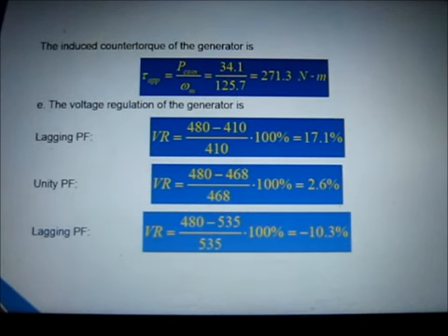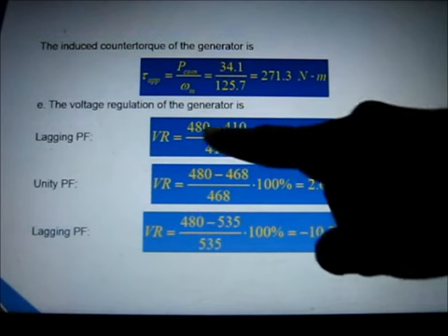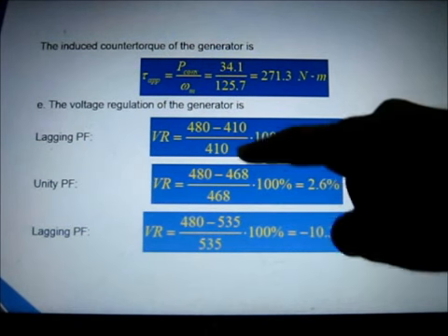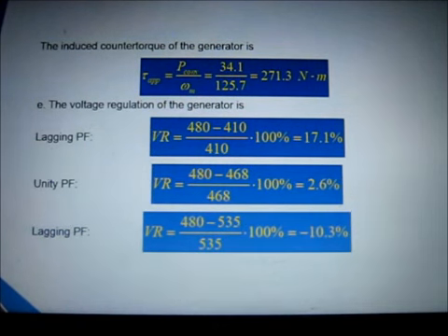Now the counter torque of the generator is P conversion divided by omega m, that is 271.3. Now the last bit, the voltage regulation of the generator. We have calculated the V phase for three different types, that is the lagging, unity and leading power factor. Here we have the voltage regulations of all the three types. This is the no load voltage and this is the full load voltage in different cases, that is leading, lagging or unity. Hence we get the voltage regulations in all these three types.